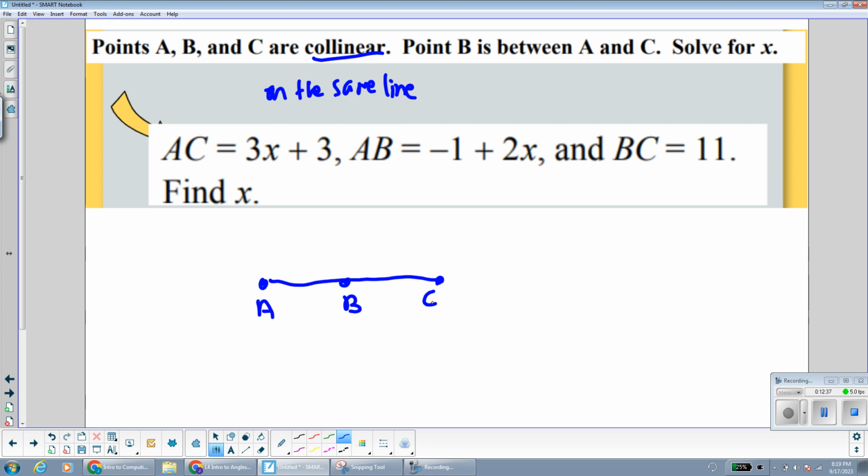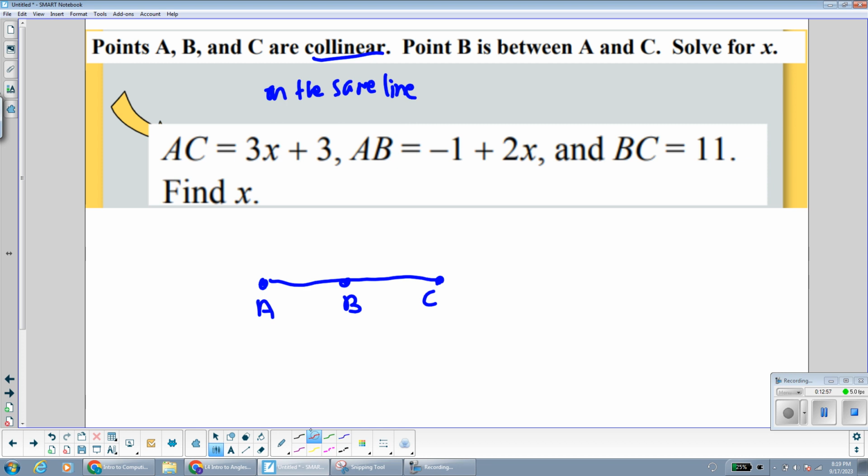Now be careful here. It does not say that B is the midpoint of this line segment. It doesn't say that it's equally in between A and C. It just says between. Nothing about congruent, nothing about equal, nothing about midpoint. So we can't assume that this half and this half are equal.